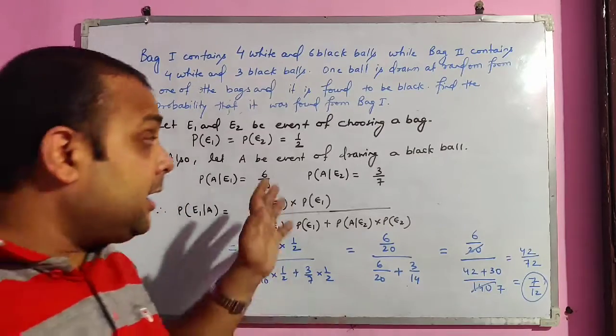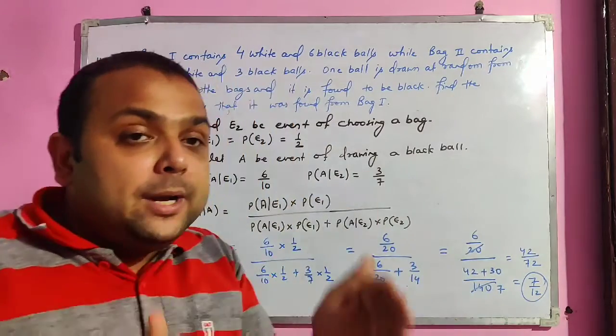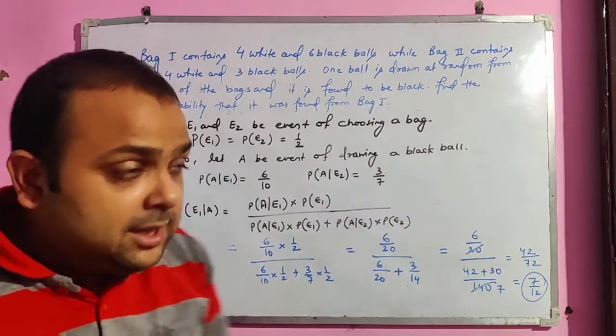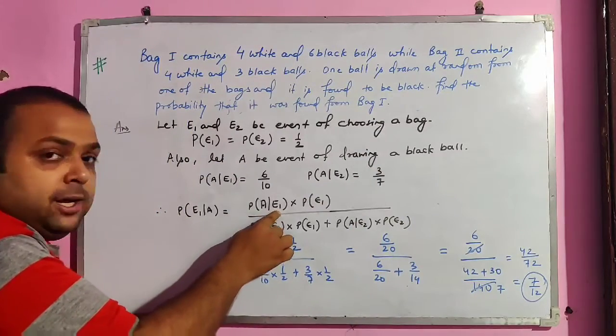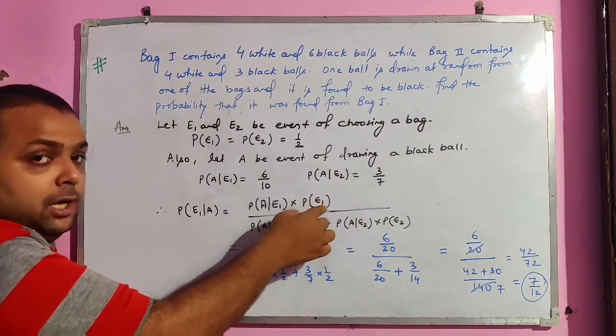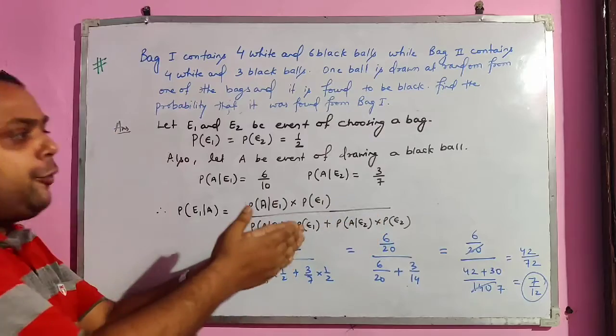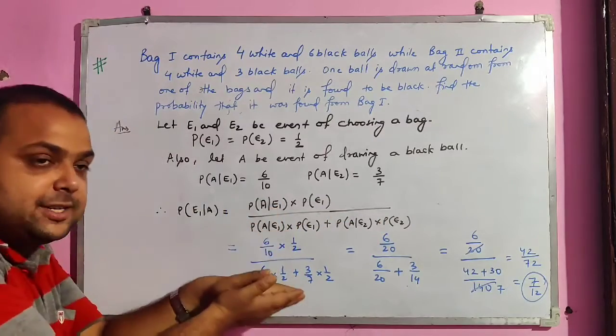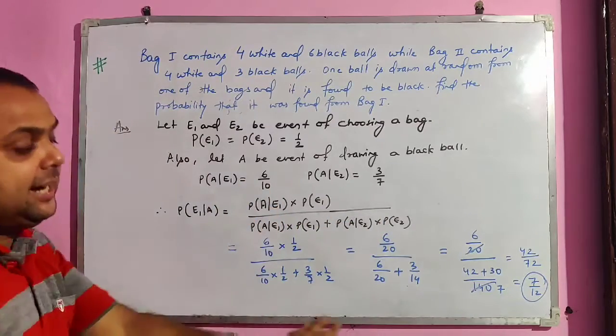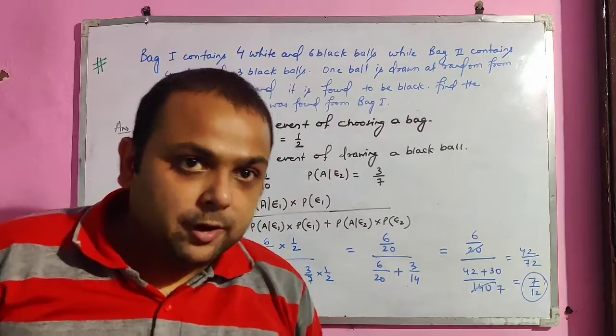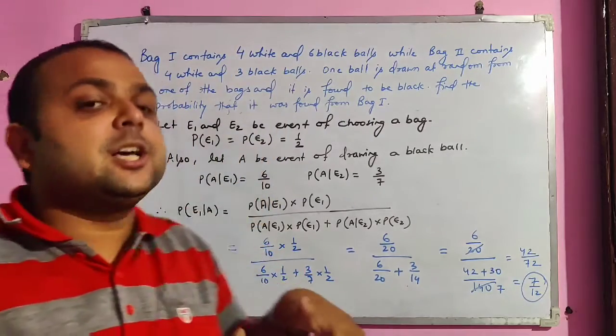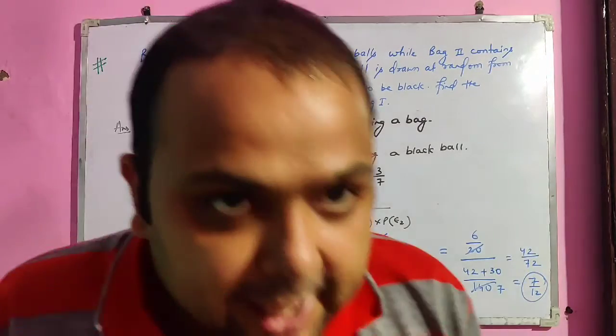For this, we are going to write all the related probabilities of A and E1, that is, probability A conditional E1 multiplied by probability E1, divided by the sum of all probabilities, the sum of all the events. By simplifying it, we get the answer 7 by 12. So we have to reverse the condition of conditional probability here.